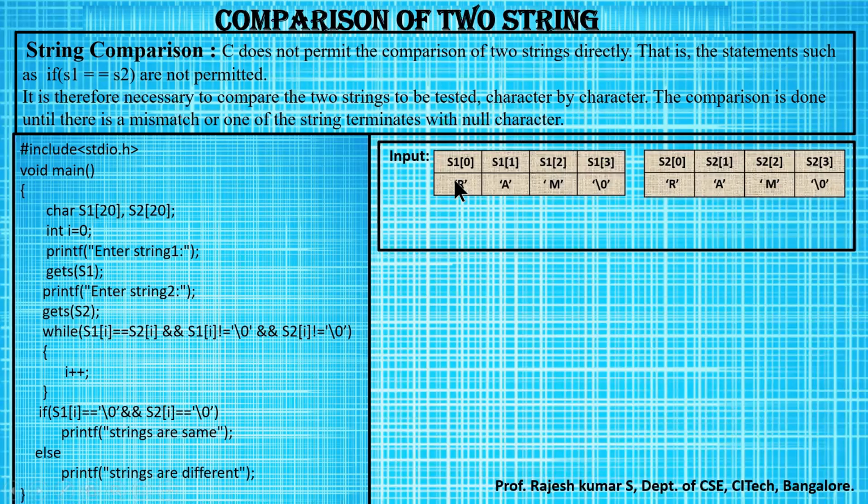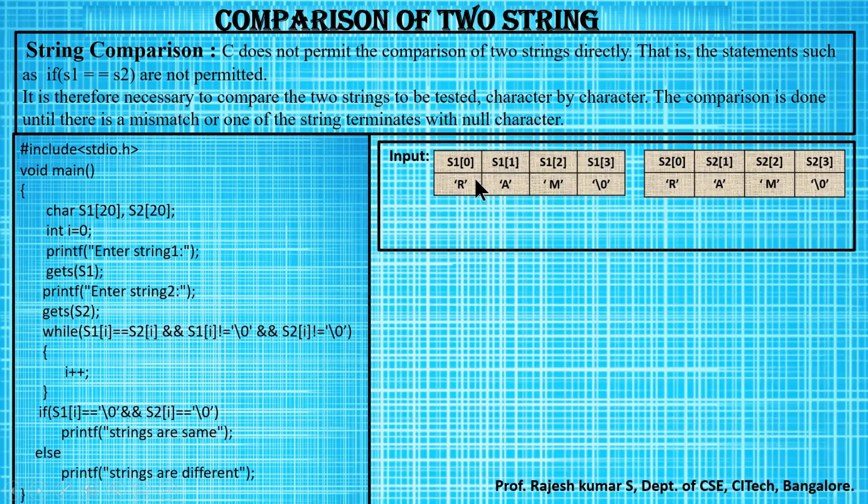For example, if you take two strings here, in order to compare, you have to compare the first alphabet or character present in S1 of 0 and the first character present in S2 of 0. If these both are same, then I will check the second character. If these both are same, next I'll check the third character. If these both are same, next I'll check the next character. Here the next character tells it is the end of the string.